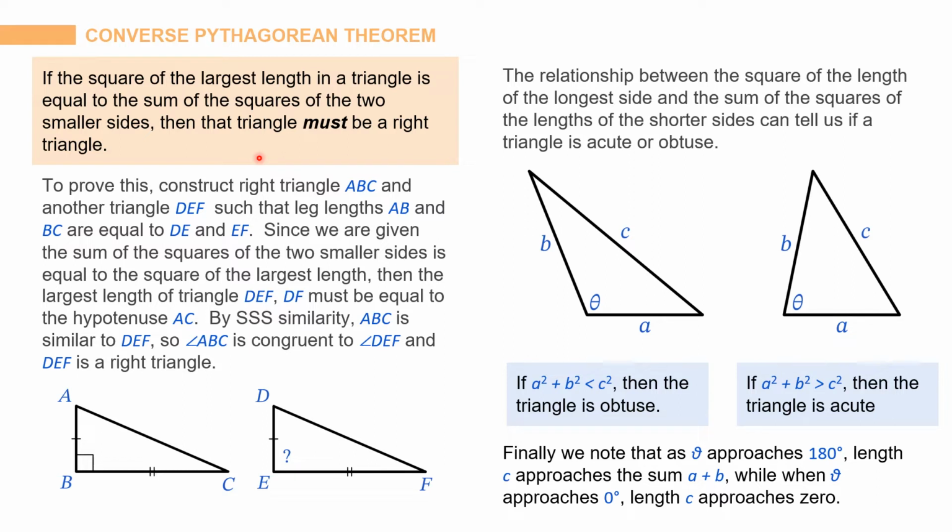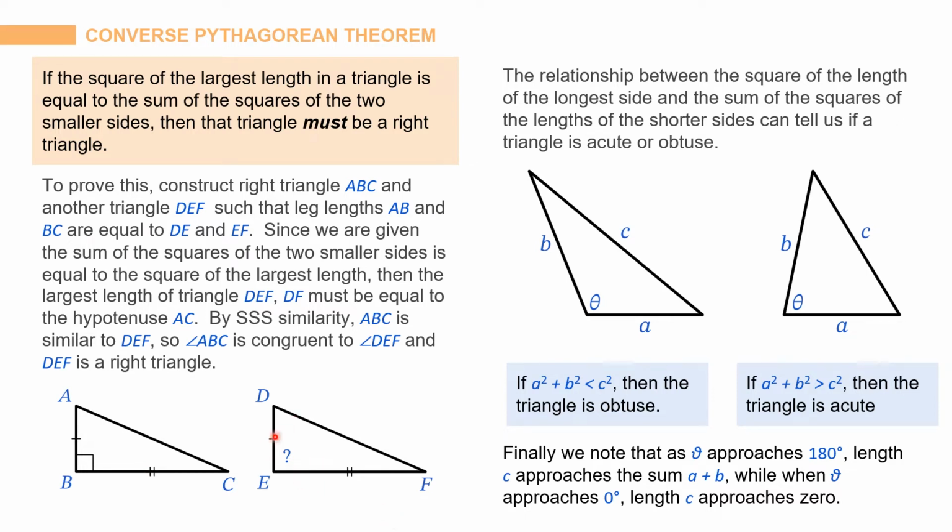Well, how can we prove this? Let's construct right triangle ABC and another triangle, we don't know that it's right yet, DEF, such that the lengths AB and BC are equal to DE and EF.